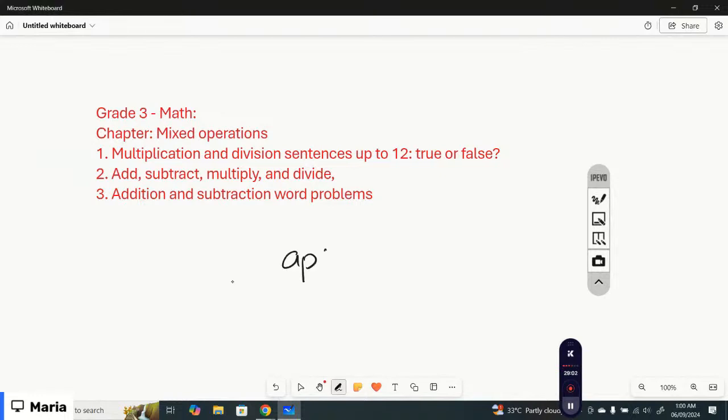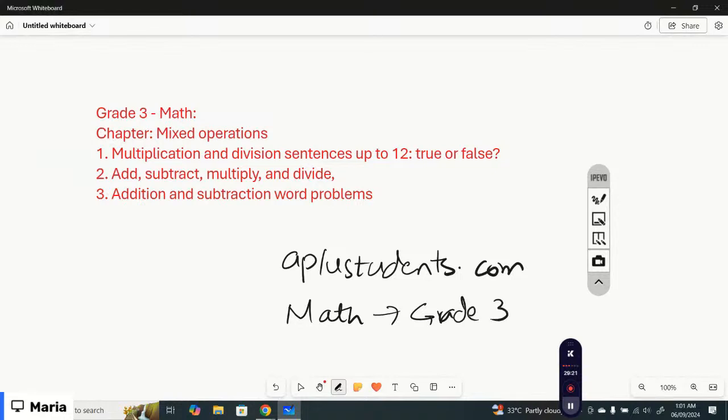You can find all the lessons on aplusstudents.com. You have to log in there using your email address and password as provided by the administrator. Then you have to select math from the subject tab. Scroll down to grade 3 math and then click on view all lessons. There you can find the list of the chapters. We're going to start with the chapter mixed operations.